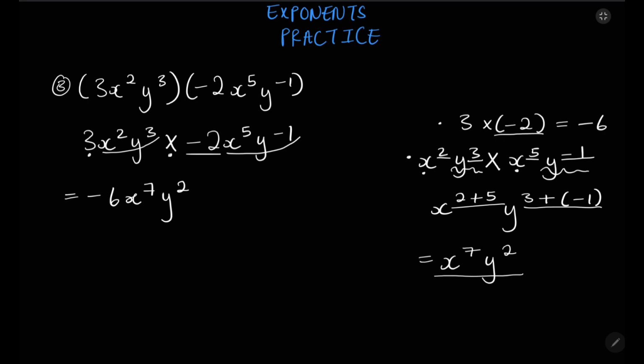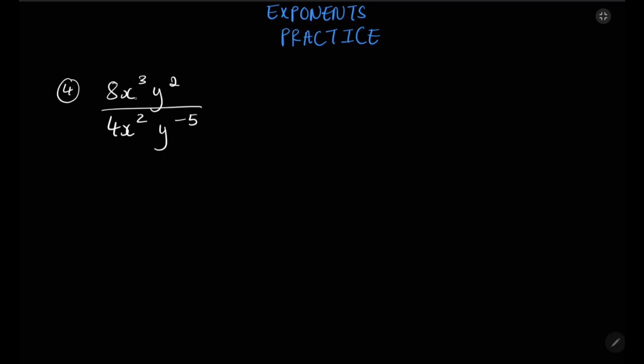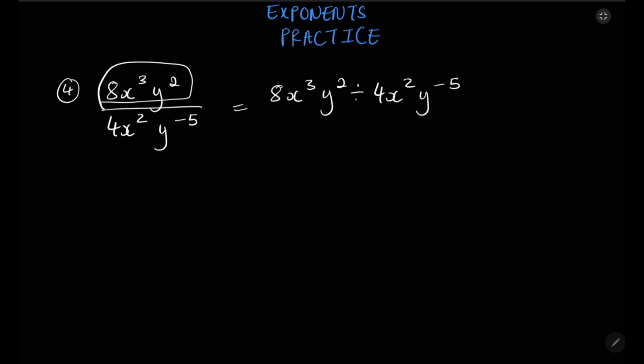Now let's do a similar example. Let's try 8x to the power 3, y to the power 2, all over 4x to the power 2, y to the power negative 5. Okay, so this is a fraction. We can rewrite this as, we start with the numerator, 8x to the power 3, y to the power 2, then use a division sign, 4x to the power 2, y to the power negative 5. Right? Now you guys are definitely familiar with this one. That one looks a bit approachable.